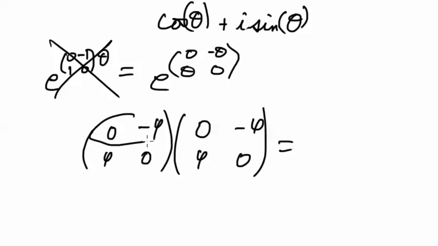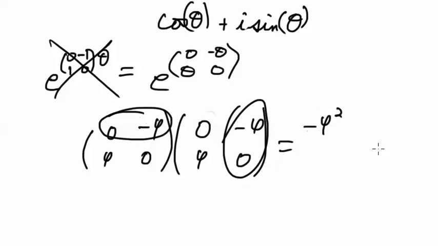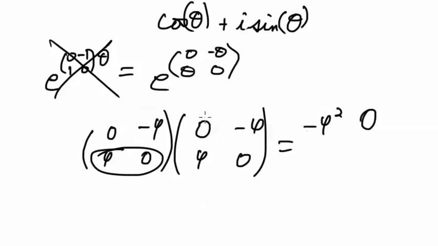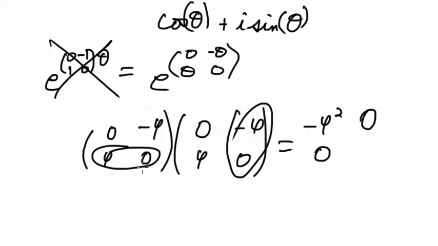We first multiply this row by this column, which leads us to negative phi squared. Then we multiply this row by this column, which gives us 0. And multiplying this row by this column also gives us 0. And finally, multiplying this row by this column gives us negative phi squared again.